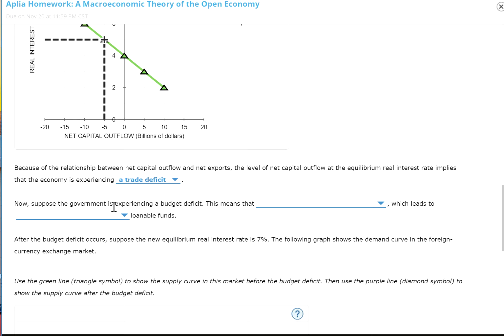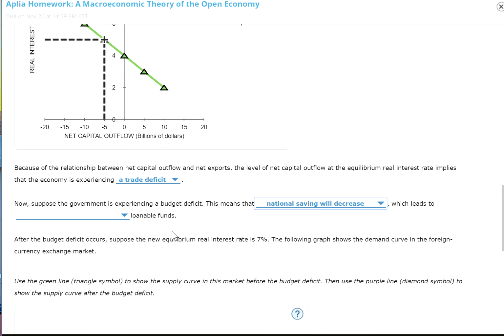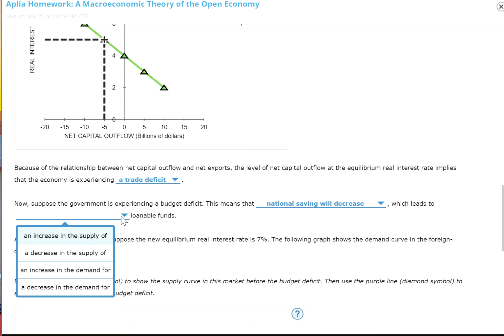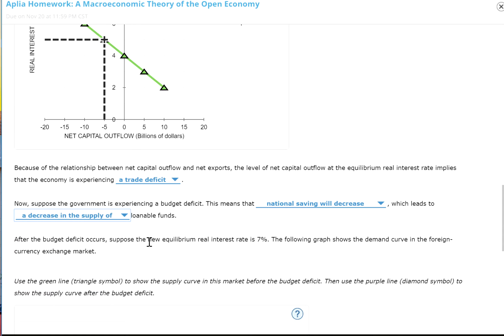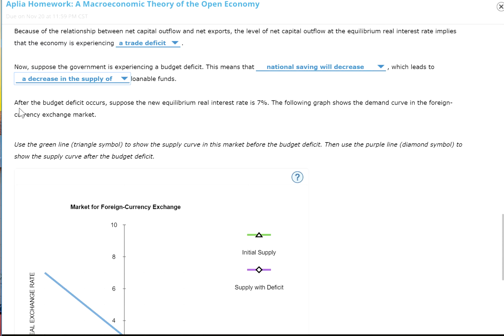Now, suppose the government is experiencing a budget deficit. This means that for a budget deficit, your national saving will decrease, which will lead to a decrease in the supply of loanable funds. Because if your country doesn't have any money now, then the amount of loanable funds also decreases because the government is borrowing more money. Now, after the budget deficit occurs, suppose the new equilibrium interest rate is 7%.